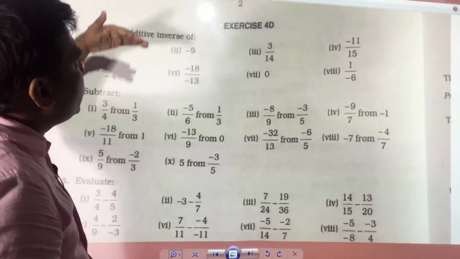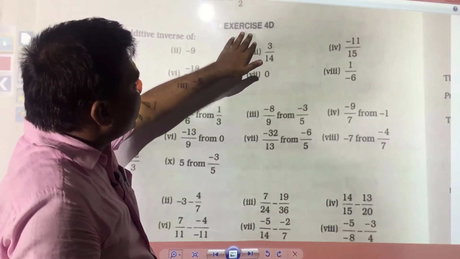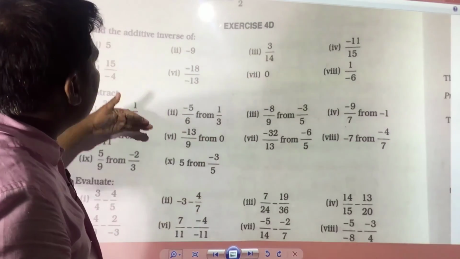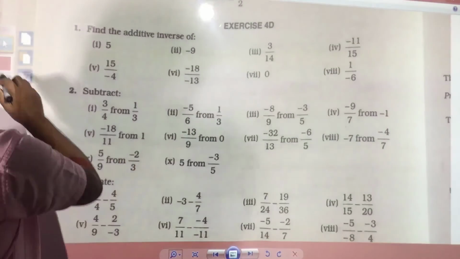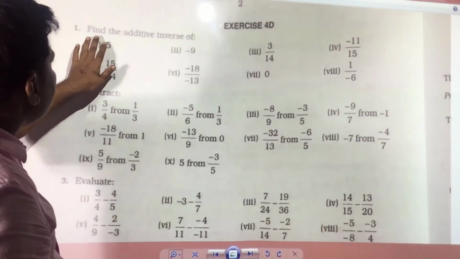So, I hope you understood all of this, and you will be able to solve exercise 4D. We will see a few questions, so that the rest of the questions you will be able to do.